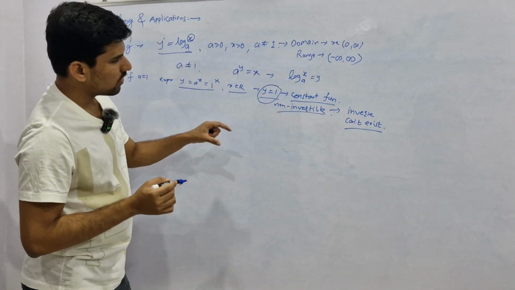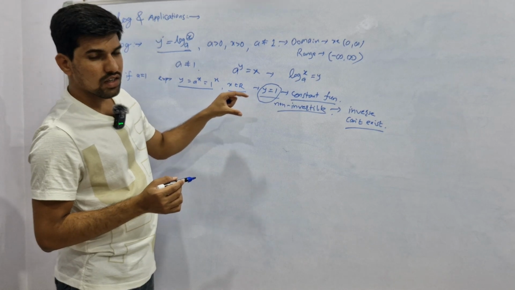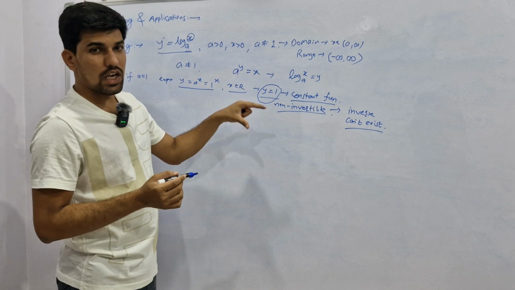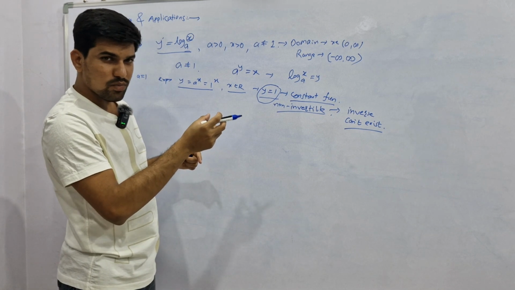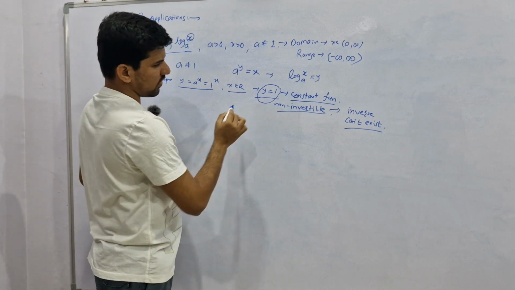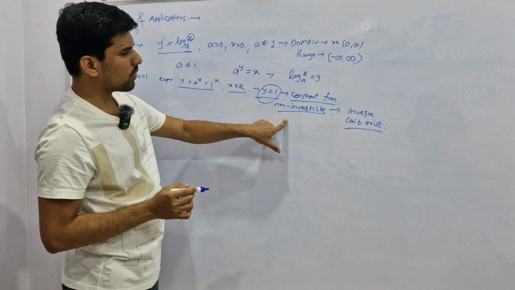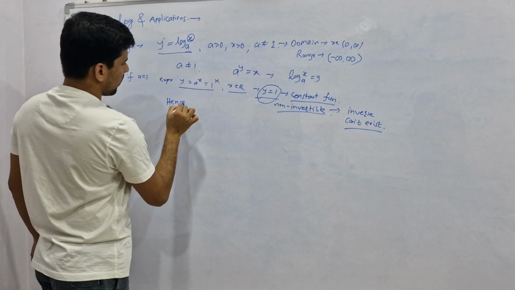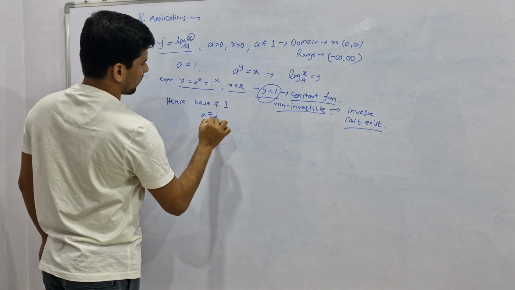In order for the inverse of a function to exist, that function must be invertible. Invertible means that function must be one-one and onto. This is a constant function and it is non-invertible, hence the inverse cannot exist, hence the base cannot become 1, a cannot become 1.